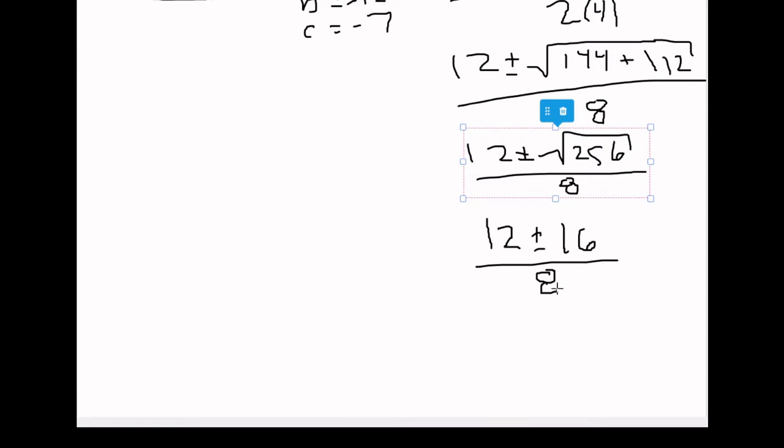We can automatically divide this by 4. You could divide by 2 and then divide by 2 again, but dividing by 4 is just a bit quicker because it's the greatest common factor. And that is what we have.